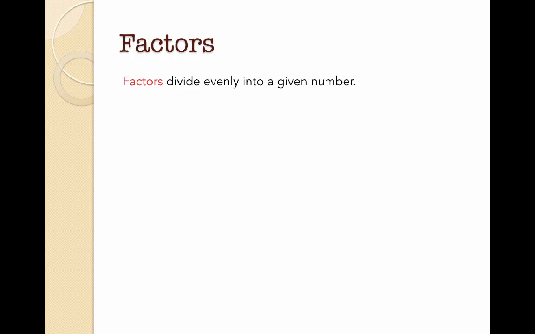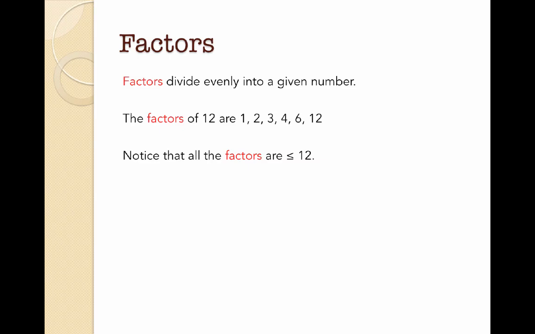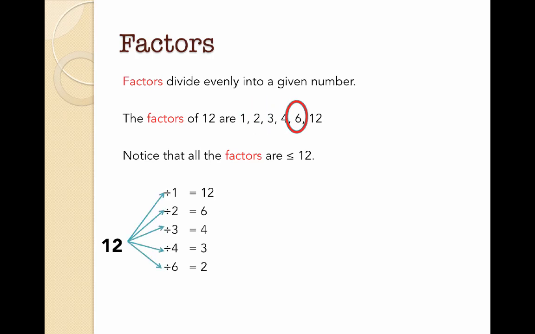A factor is just a number that will divide evenly into another number. The factors of 12 are going to be 1, 2, 3, 4, 6, and 12. Do you notice how all those numbers are less than or equal to 12? There are no numbers that are bigger than 12. When I divide 12 by each of those factors, I get a whole number answer. This is why they are factors. There are no halves and there are no decimal places.